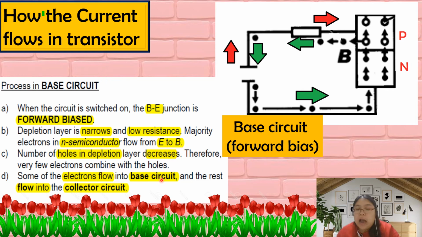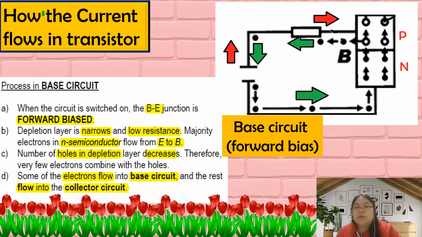Now, after they flow through the base circuit, they still have extra electrons. So where do the extra electrons go? They say the rest will flow into the collector circuit. They jumped to the base already, but they still have extra. The extra ones need to go to the collector circuit. So that means the electrons now flow to two parts. After filling in the depletion layer, they flow back to the base, and the last extra ones flow to the collector circuit.